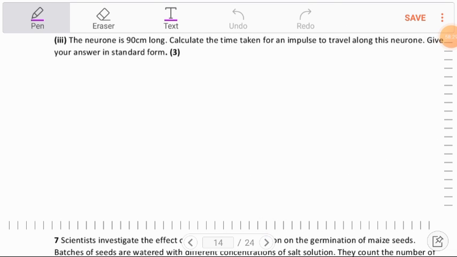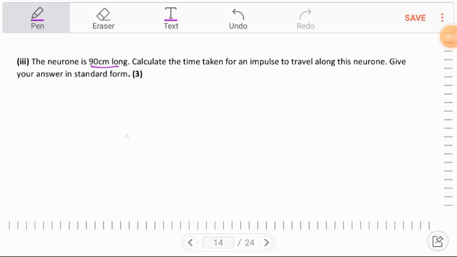Moving to B3, the neuron is 90 centimeters long. Calculate the time taken for an impulse to travel along this neuron. Give your answer in standard form. At first, we need to convert the 90 centimeters into meters. 90 centimeters to meters will be 0.9 meter, and this is the distance that the impulse needs to travel. We already know from our previous part that the impulse speed for this diameter was 4.4 meters per second.